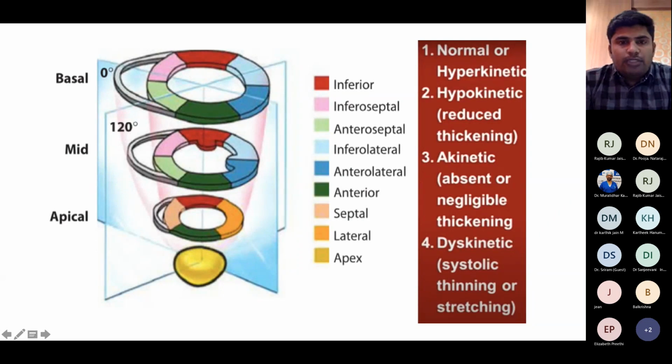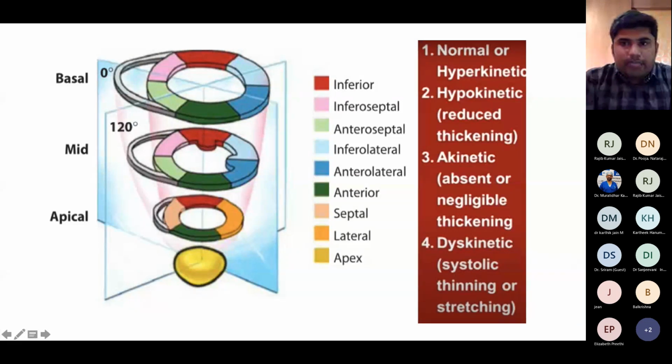The movement of individual segments can be visualized, and the things we should note are the endocardial excursion, that is the movement of the endocardium towards the center of the cavity, and the thickening of the myocardium. When the thickening is more than 30% and the endocardium is moving 30% towards the center of the LV cavity, then it is called normal movement for that segment.